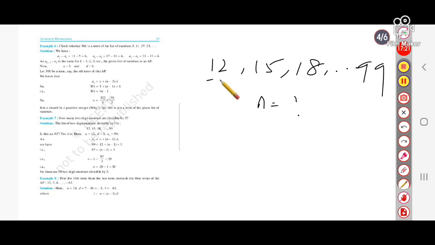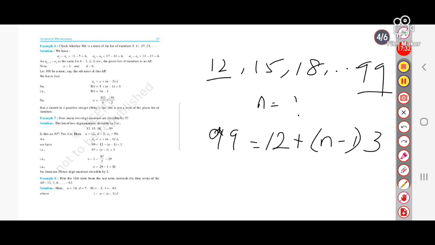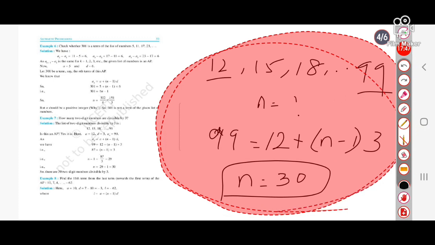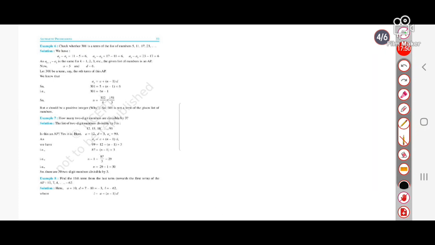So again implementing, this is a value, this is an value. So 99 equal to 12 plus n minus 1 into 3. Upon substituting and simplifying this, n equal to 30. That's it. So there are 30 two-digit numbers divisible by 3. This is the same formula that has been implemented in all the examples, example 3 to 8. So you just carry out with the examples present.